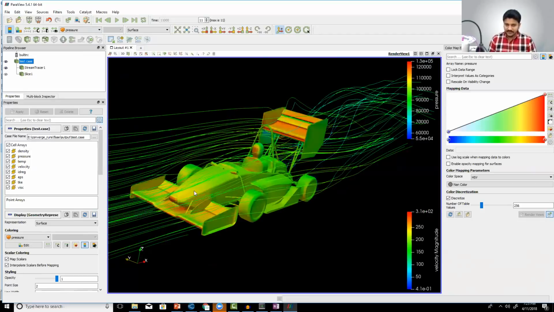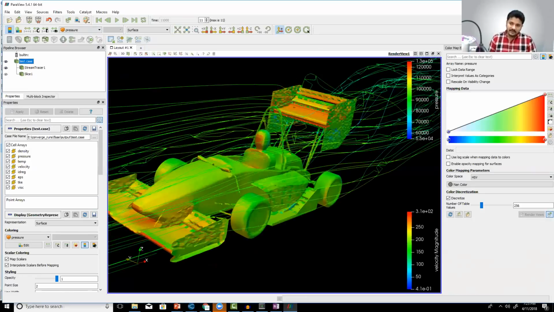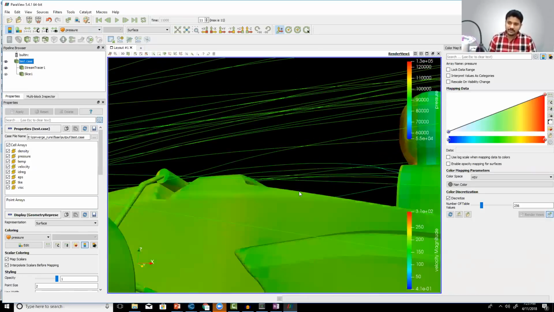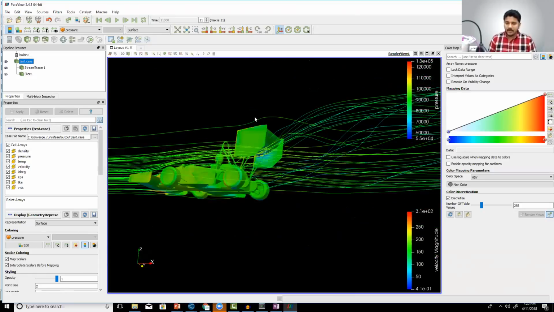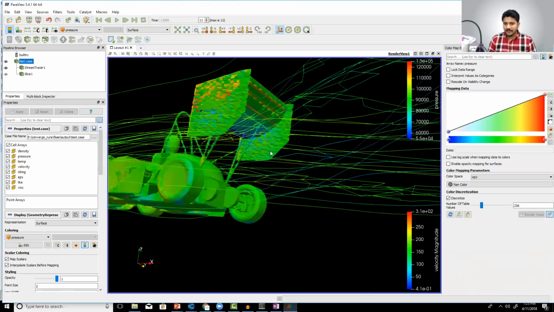I'll just hide the other things so that it doesn't cause a lot of confusion. So the wing, for example, is colored by the pressure, and this is a classic picture that shows downforce. If you see the bottom side of the wing, that is colored by pressure as well. So what you can learn from this particular image is the concept of downforce.